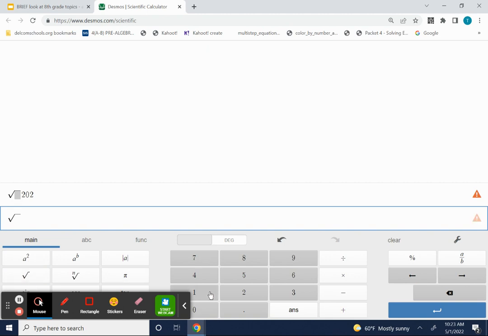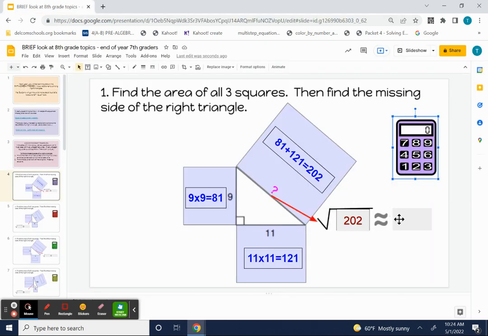Somehow I had an extra space there. 202. Okay, I'm going to round it to the tenth. Okay, I'm going to round that to 14.2. Okay, so the missing side of this right triangle is approximately 14.2.